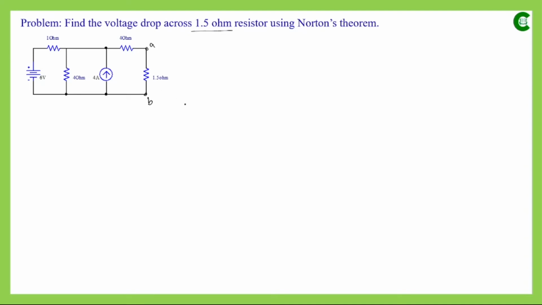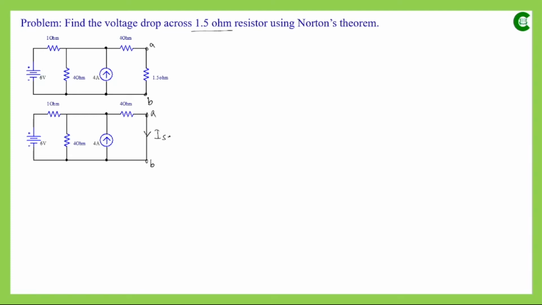In the first step, we will remove this load resistor and short that path between these two terminals AB. If we do that, the circuit will look like this. This will be our circuit for the next step, where we will find the short circuit current of this shorted path between the AB terminals.